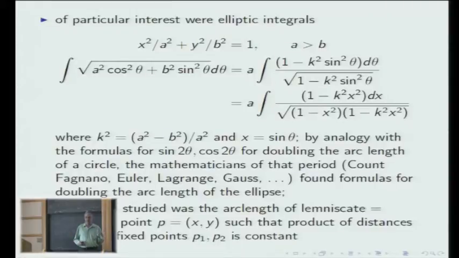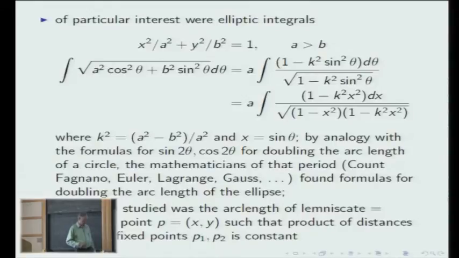It was really he who discovered what is called the addition theorem, well, we now call it an addition theorem for elliptic functions. He had a formula for doubling the arc length on an ellipse, similar to the way that you double the arc length on a circle by the formulas for sine of 2 theta and cosine of 2 theta.